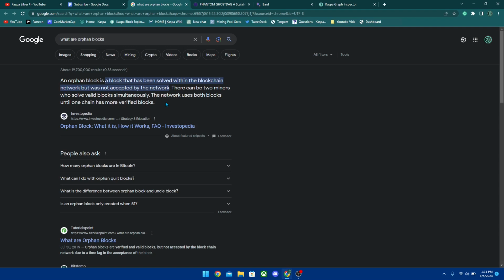So basically, an orphan block happens when two miners mine a block simultaneously, and then one block gets accepted, the other block does not get accepted, and that block becomes an orphan block. Now, the problem with orphan blocks in a network such as Bitcoin is that it involves bringing in new security issues and also slows down the network. So that the security issues won't be a problem, Bitcoin has to be slower.